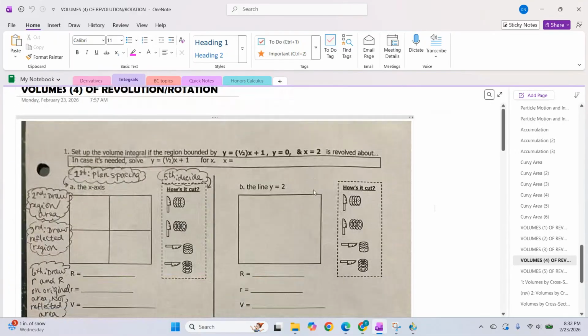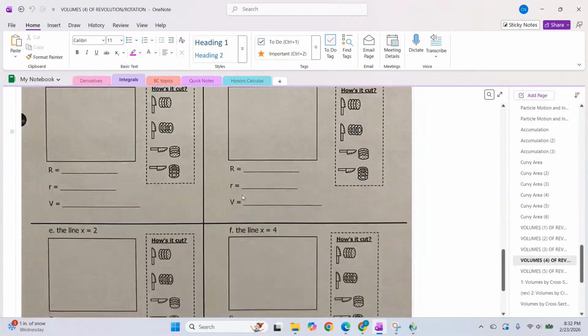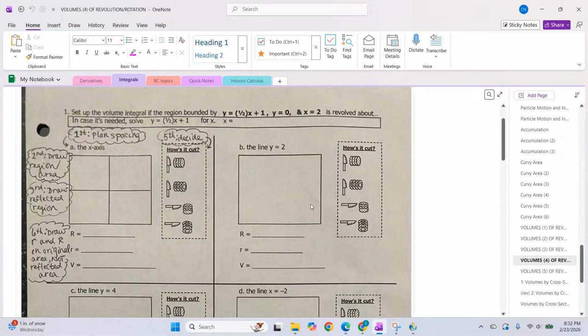You can just label your work A, B, C, D, E, F for the first one, and the second one A, B, C, D, E, F. And again, it's just the setup. So don't think you're going to be spending an hour doing antiderivatives and evaluating anything, okay?